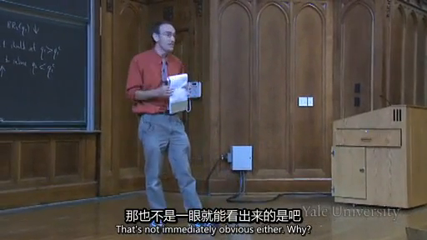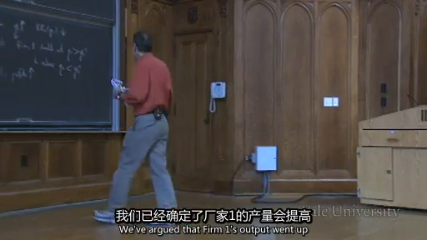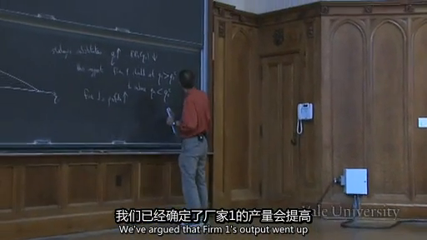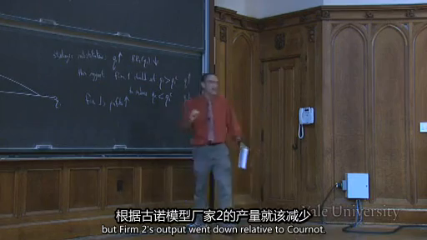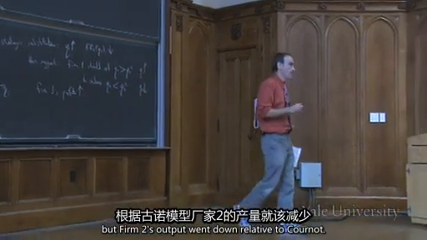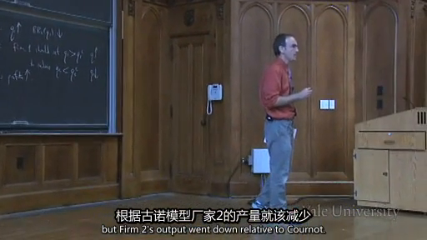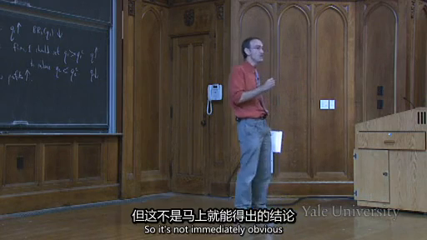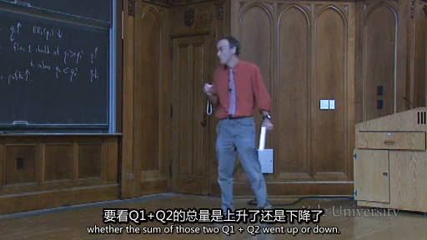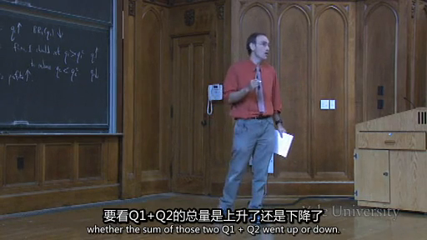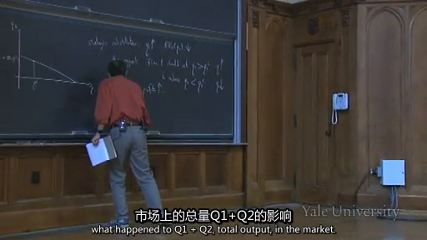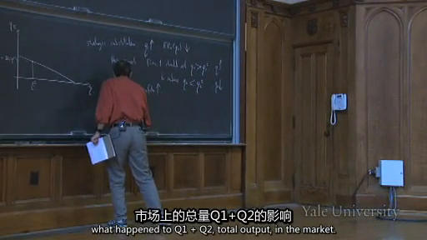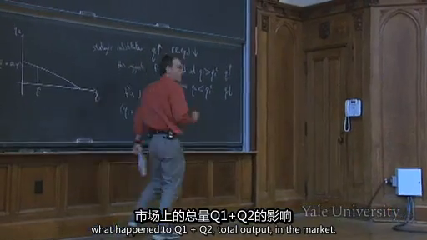That's not immediately obvious either. Why? We've argued that firm 1's output went up, but firm 2's output went down relative to Cournot. So it's not immediately obvious whether the sum of those two, Q1 plus Q2, went up or down. We'd like to know what happened to Q1 plus Q2, total output in the market.